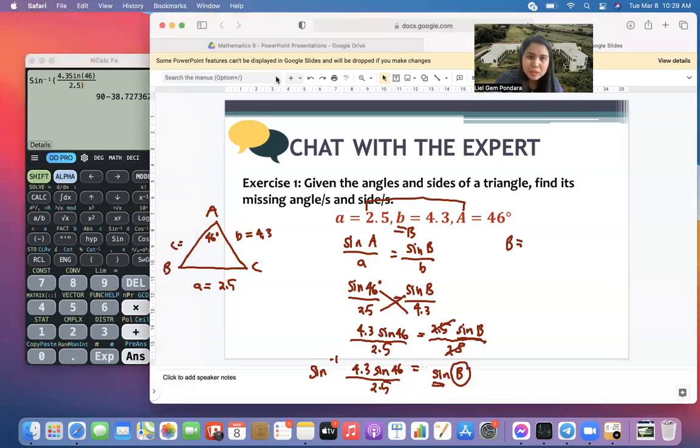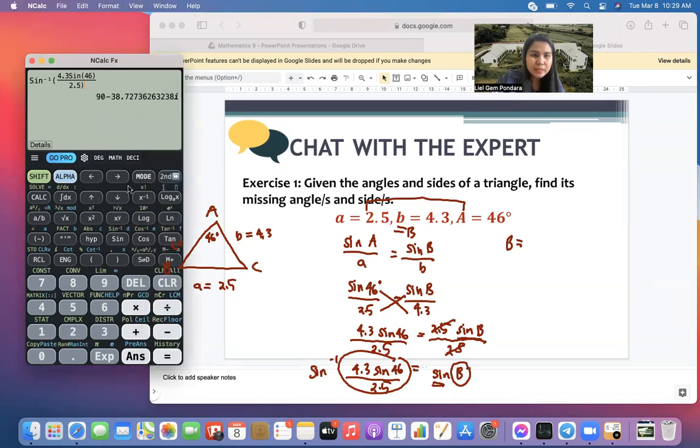Let's first solve for this one before the -1 function. Let me show you in the calculator. I think many of you have seen this when we had our lesson 7.2. Many answers are no answer. 4.3 sine 46 over 2.5. If you solve this one, the answer will be 1.23. And you know what? The sine function and the cosine function cannot be more than 1. So since this is more than 1, it means that there is no answer. What do we mean by no answer? It means that this triangle is not a possible triangle.